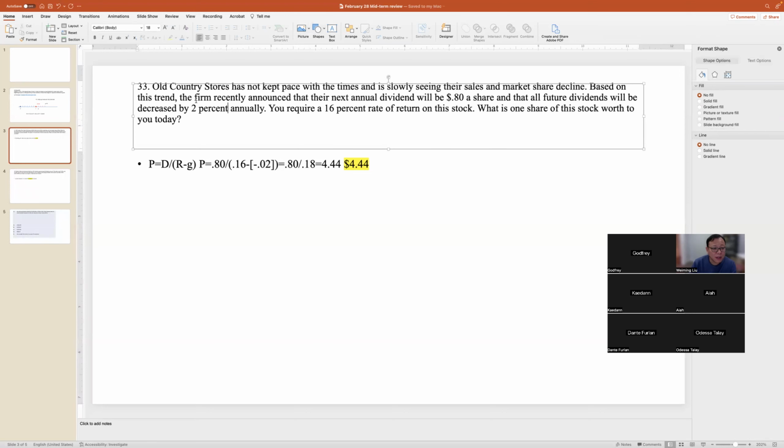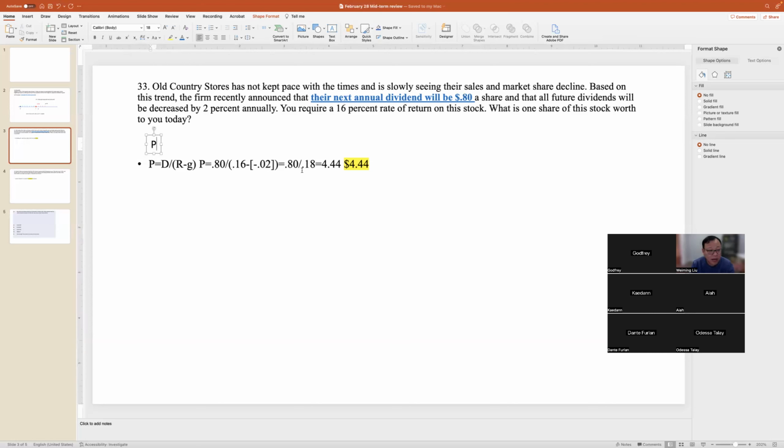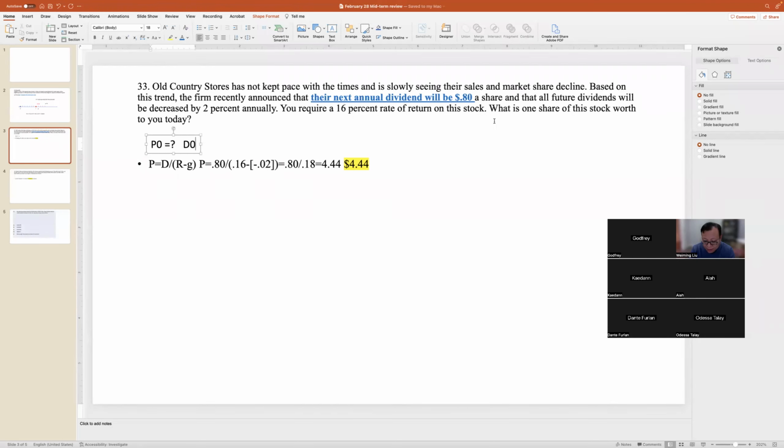In this question, the firm recently announced their next annual dividend. This is a very important piece of information, okay? So their next dividend will be $0.8. What we are trying to figure out is P0, right? The price now, that's P0. So can anyone tell me, this 0.8, is this D0 or D1? The $0.8.